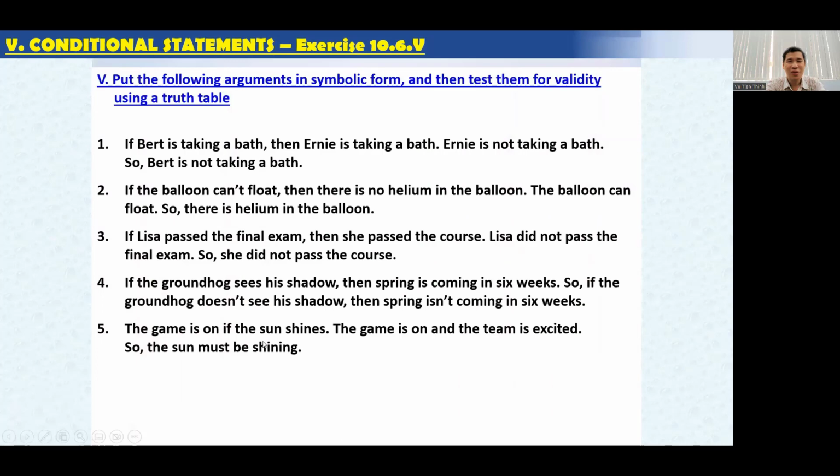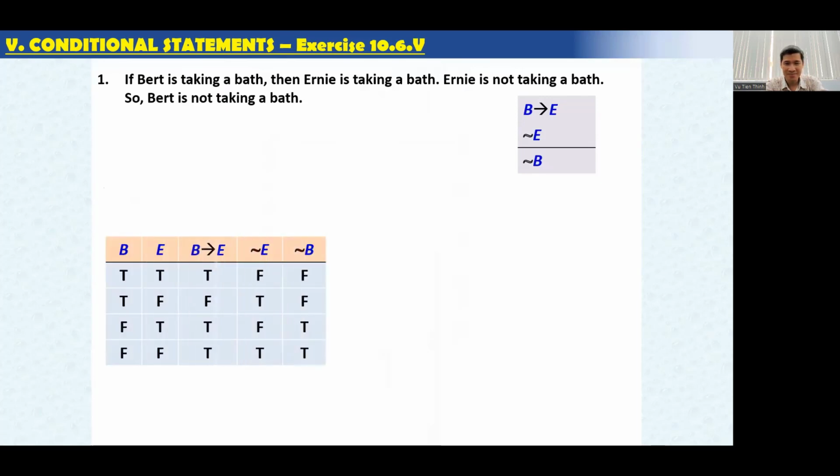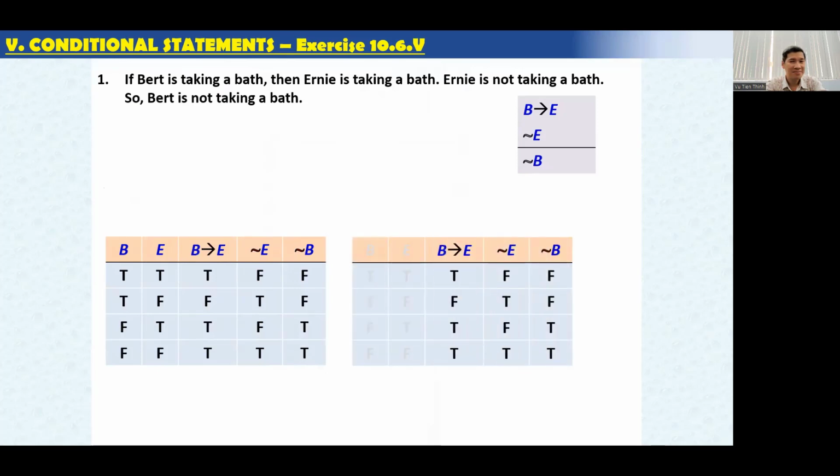Now let's go for a few more arguments. Number 1. If Bert is thinking about, then Ernie is thinking about. Ernie is not thinking about. So Bert is not thinking about. B. If B then E, not E, then not B. Yeah. Valid? One situation when all the premises are true. Valid.